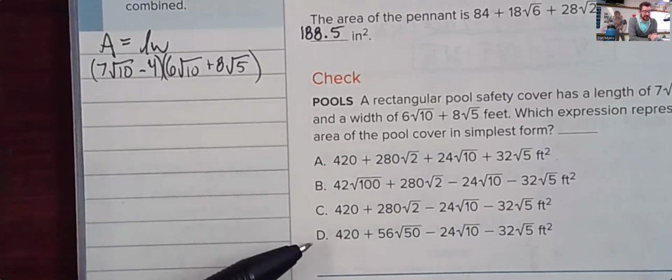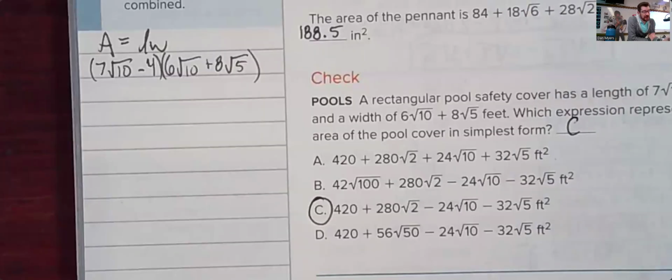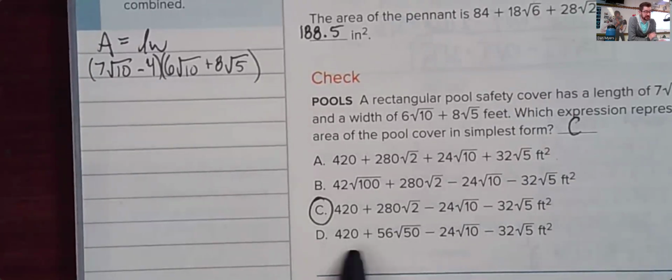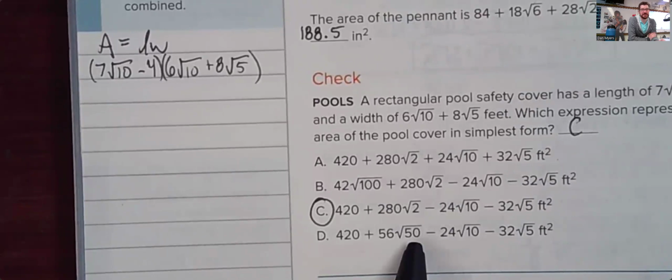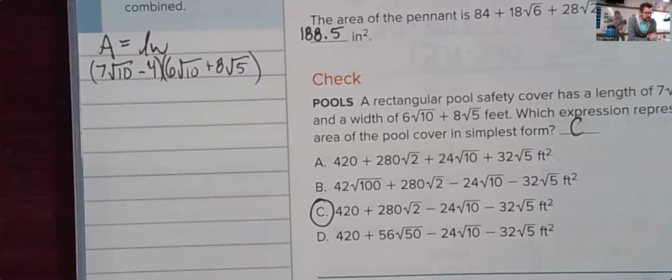It is not D, but D is the second most accurate one on here. It is C. Yeah, the answer is C. Here's the thing about D. D is interesting because D isn't completely wrong at all. It's just not completely simplified. This is right, but the square root of 50 does simplify. So that's the only thing about D that doesn't work. A and B are incorrect. And then, actually, all of them have parts that are somewhat correct, I should say.